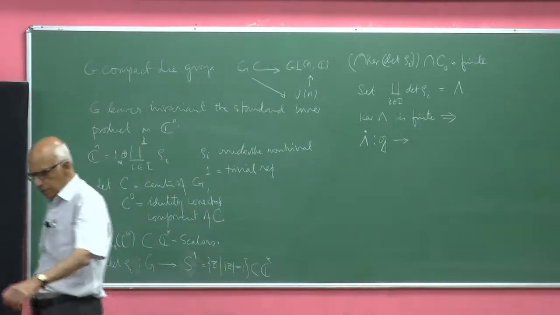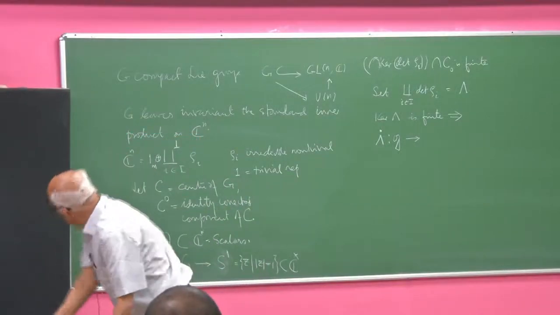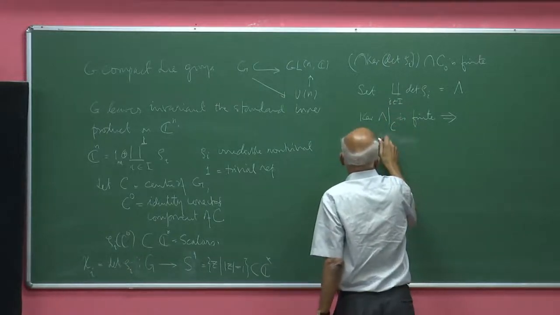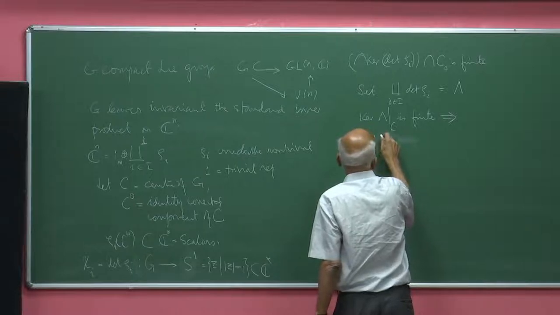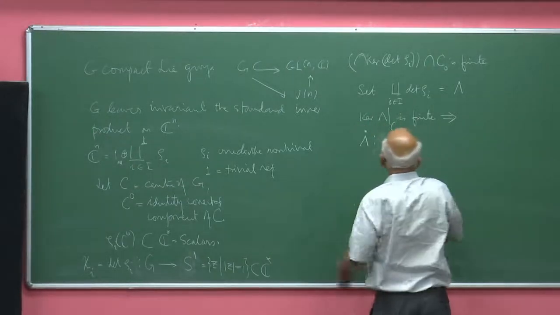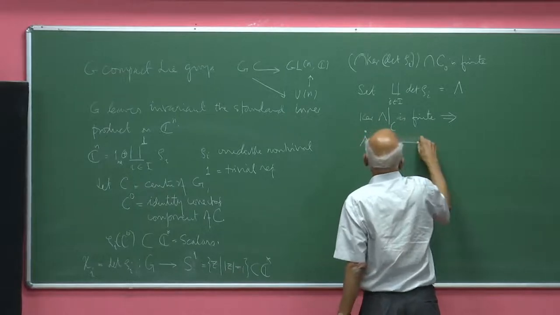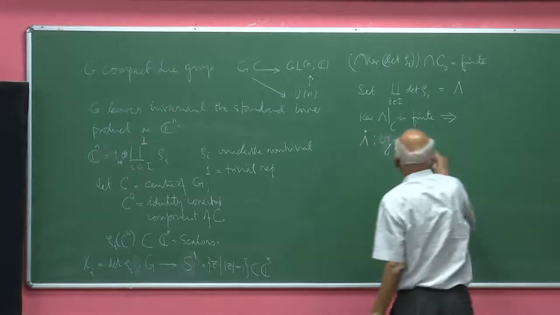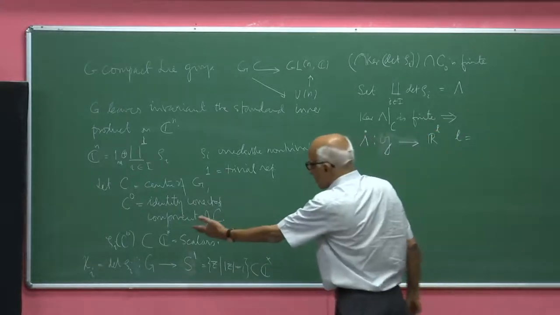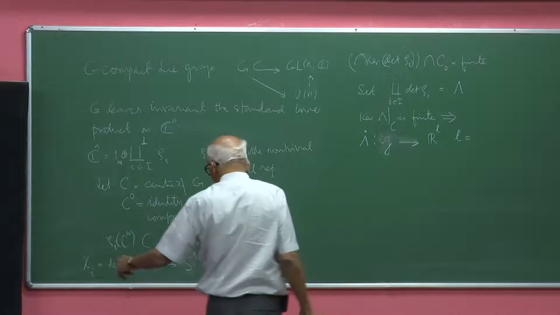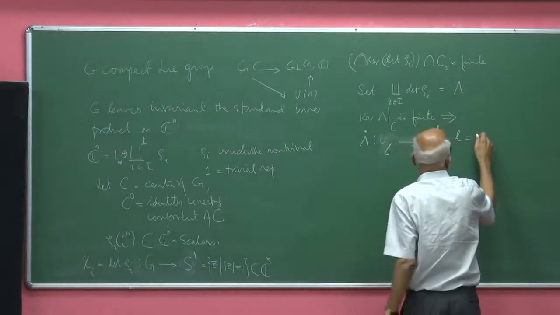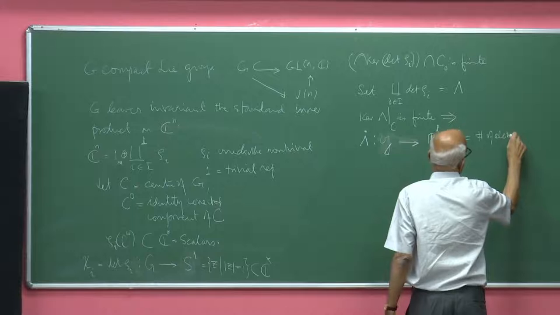Not saying it right. When I say kernel lambda restricted to C is finite, so lambda dot restricted to C, kernel lambda restricted to C is finite, and let's look at lambda dot. It's a homomorphism. This is a mapping of G into so many copies of S1, which means the Lie algebra is R, so R to the power L, where L is the number of elements in I.